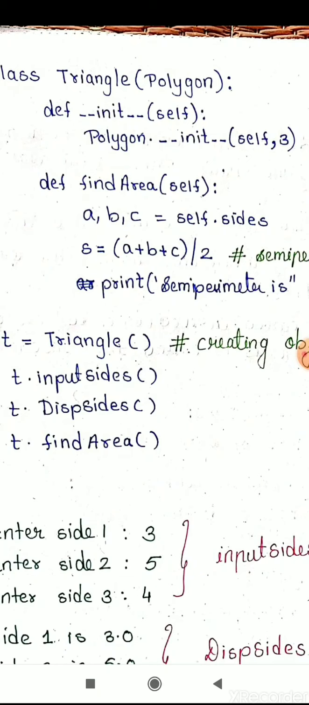Now see, for a triangle we definitely know it is going to have 3 sides only. Have you heard that a triangle has 4 sides or 5 sides?